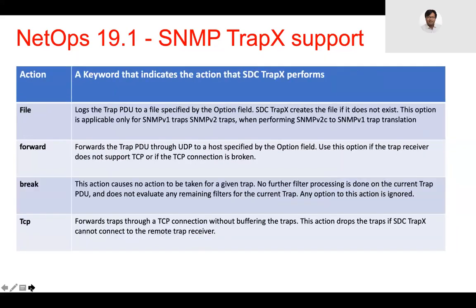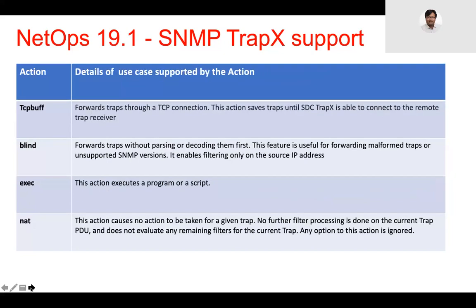When we create the entire script for the TrapX, we have the filters and then we have corresponding actions. So we could have file, which would log the traps to a file, and we could have forward, we could have break, we could have TCP. The TCP forwards traps through a TCP connection. There's a variation to it: we could also have a TCP buff, which would buffer the traps. We could have blind, which would forward the traps without parsing or decoding them, and then we could have exec. We could have NAT.